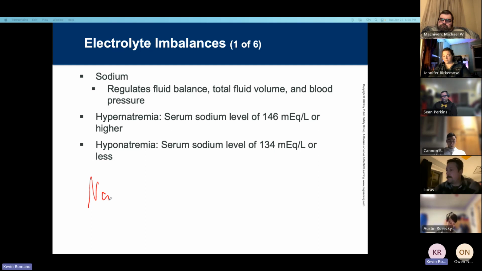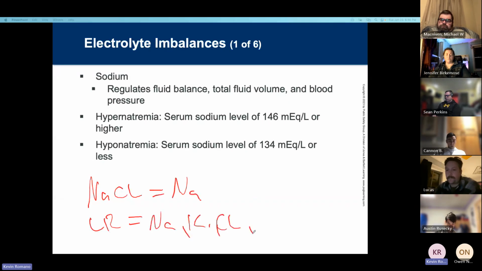Okay. We give fluids that have sodium in them, right? So NaCl is normal saline. L is lactated ringers. This one here has sodium, this one has sodium, potassium, chloride, right? All these different electrolytes inside of it. If we give patients too much fluid, it will change these serum level numbers. Okay. We don't want to be too high. We don't want to be too low, especially too low.